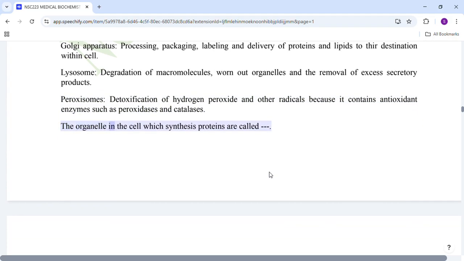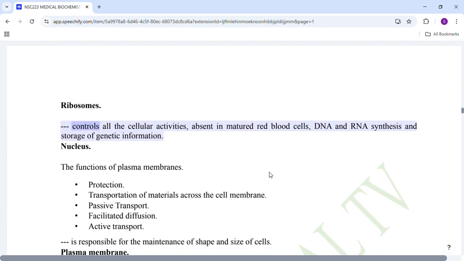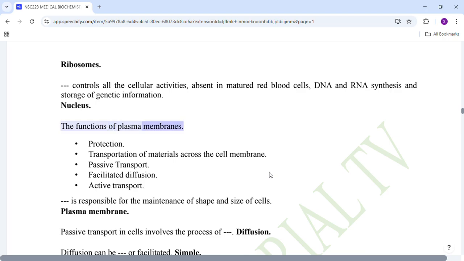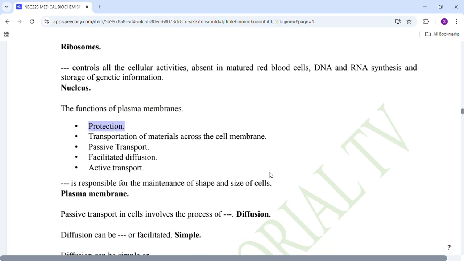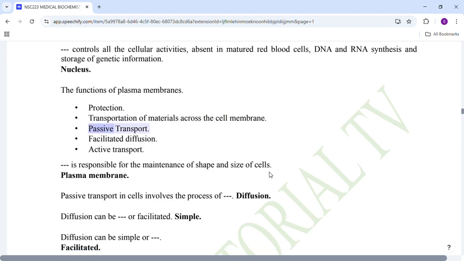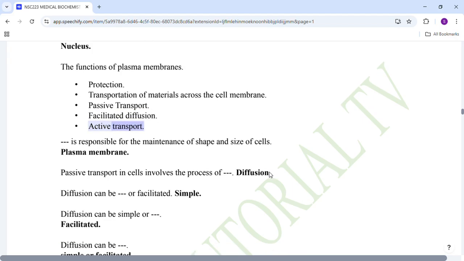The organelle in the cell which synthesizes proteins is called the ribosome. The nucleus controls all the cellular activities, is absent in matured red blood cells, and is responsible for DNA and RNA synthesis and storage of genetic information. The functions of plasma membranes: protection, transportation of materials across the cell membrane, passive transport, facilitated diffusion, and active transport.